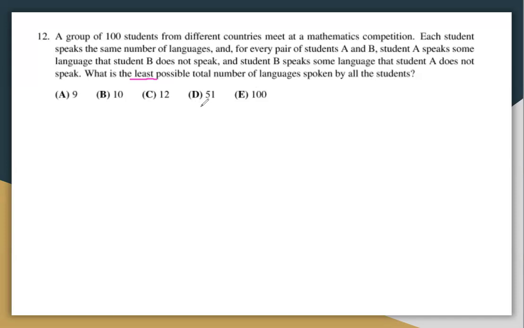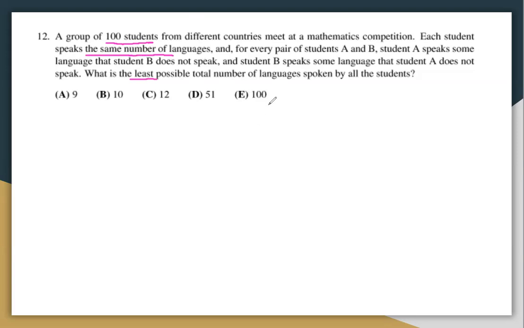Okay, the question is slightly challenging to understand. The thing is, we have 100 students, and when you pair any two of them, each individual has a language that the other student in that pair doesn't speak. That's true for every one of those 100 students. But we don't know how many languages each student speaks, because the question only says each student speaks the same number of languages. Maybe 2, maybe 3, maybe 5.